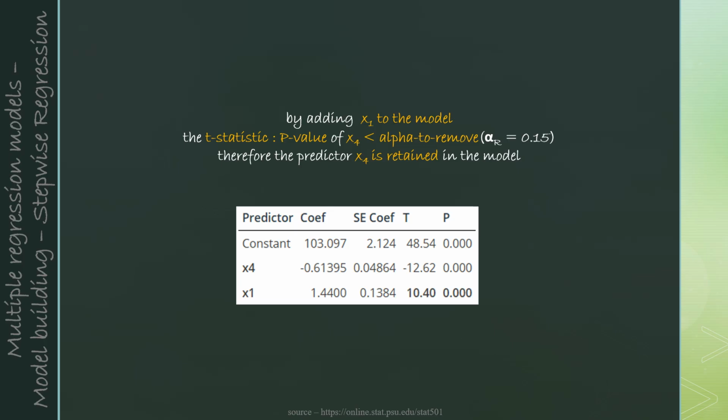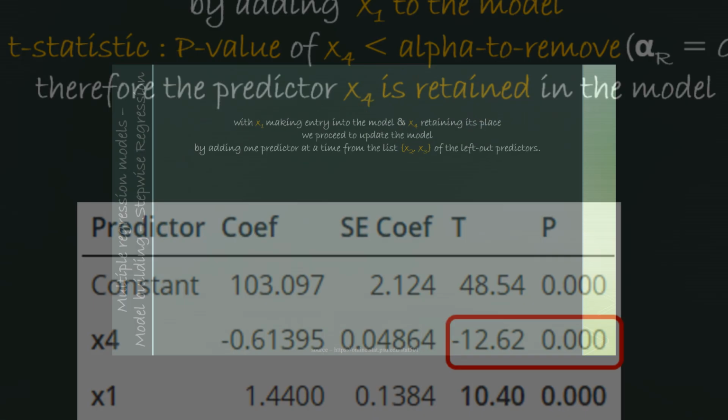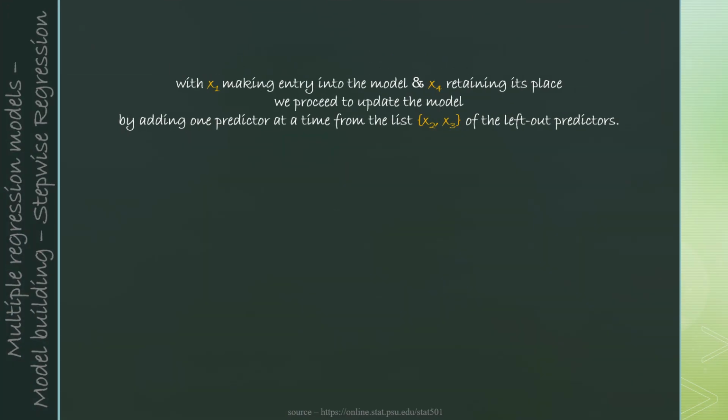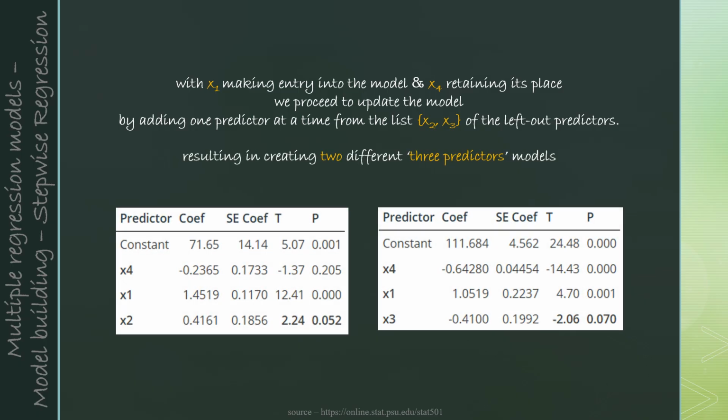Note, by adding x1 to the model, the t-statistic p-value of x4 remains lower than the alpha to remove, that is alpha r equals 0.15. Therefore, the predictor x4 is retained in the model. With x1 making entry into the model and x4 retaining its place in the model, we proceed to update the model by adding one predictor at a time from the list x2 and x3 of the left out predictors, resulting in creating two different three predictor models.